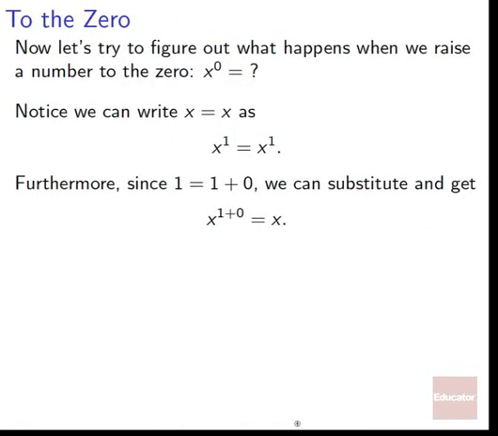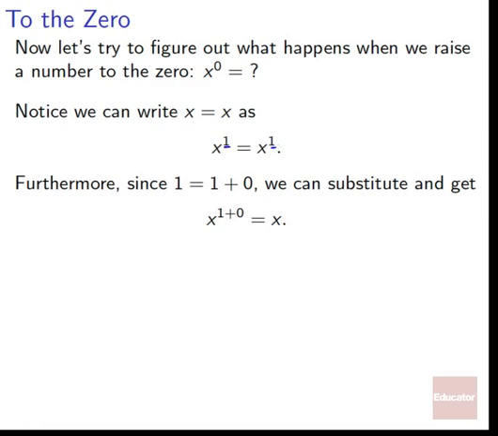Now, let's try to figure out what happens when we raise a number to the zero, our first sort of difficult question. x to the zero equals what? So, first off, we can write x equals x anytime we want. Just definitionally, that's sort of the idea of equality, you are equal to yourself. So we can write x equals x as x to the 1 equals x to the 1, right? We can put it to an exponent of 1 because that just means it's itself multiplied just once. It's just there by itself because there's only one of them. So there's nothing wrong with writing x equals x as x to the 1 equals x to the 1.